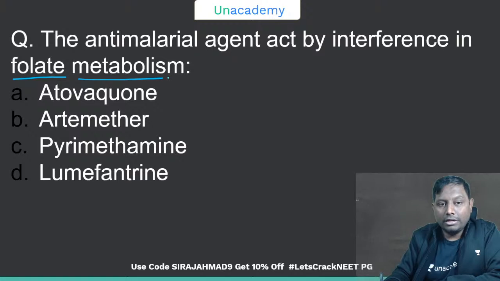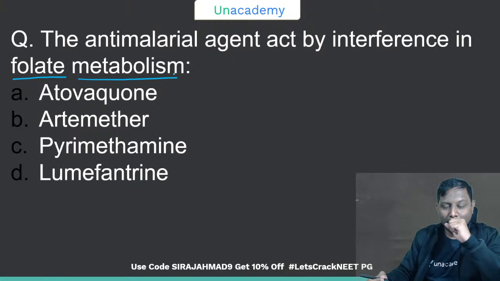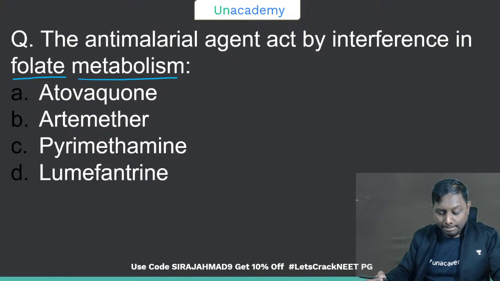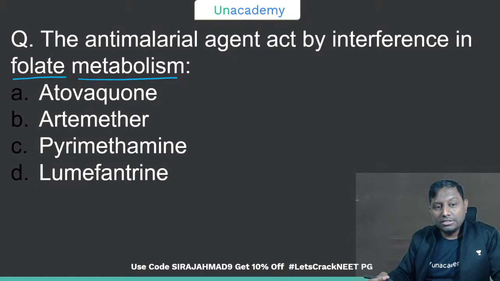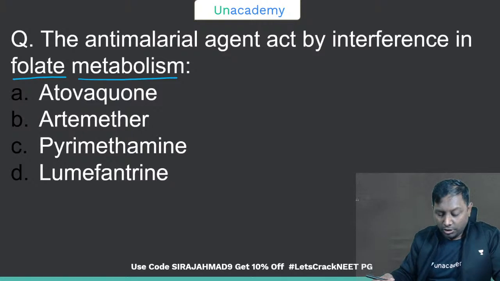Who will interfere with folate metabolism? Please provide your answer, guys. Whatever you think is the possible answer. Okay, so majority of you are in favor of C. Okay, pyrimethamine, interference in the folate metabolism, guys.